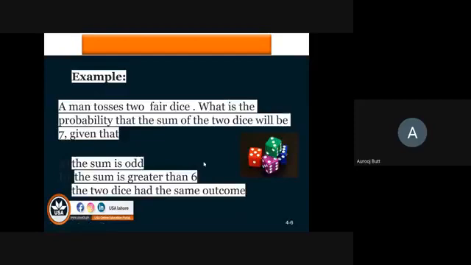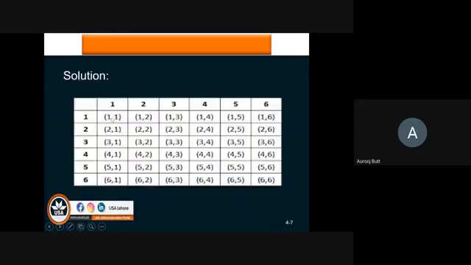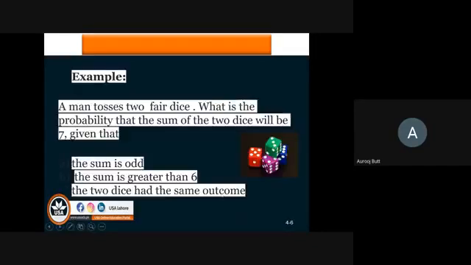Now coming towards the third part. Now the third part is defined as the two dice had the same outcome. The two dice had the same outcome. You can simply define it as an event D, that will be defined as the two dice had the same outcome, and just before this word given, you can define this event as an event A. So the event A is defined as the sum is 7 and event D is defined as the two dice had the same outcome. That means both of these events must be same, because they have simply said that the two dice had the same outcome.